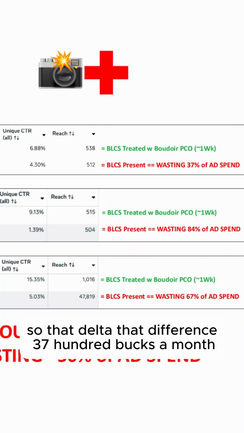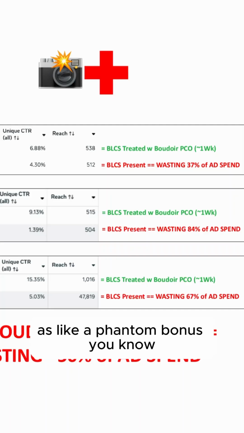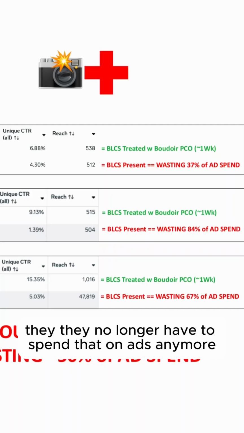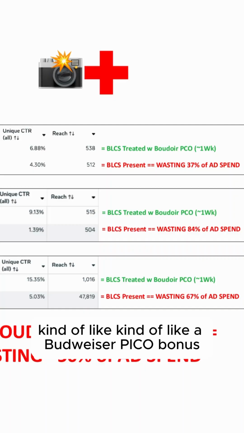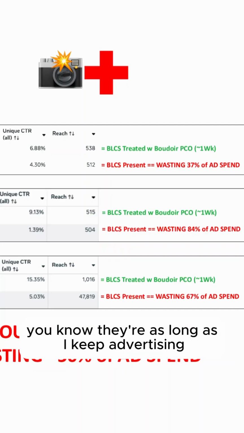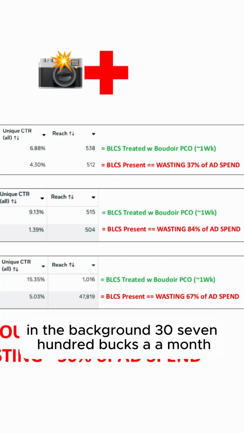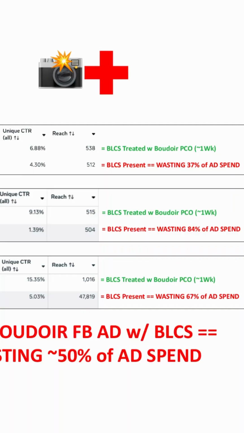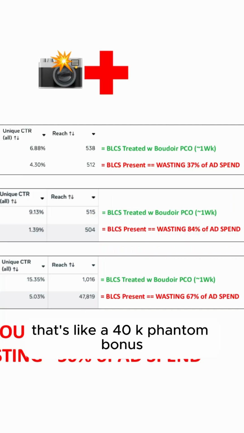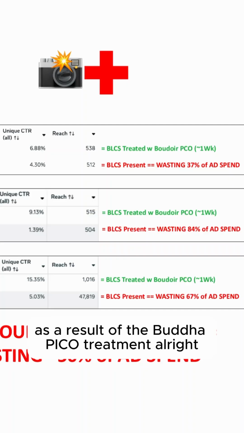So that delta, that difference, $3,700 a month, they can just pocket as a kind of phantom bonus, a Boudoir Pico bonus. They no longer have to spend that on ads anymore. As long as they keep advertising, they're getting this phantom bonus in the background, $3,700 every single month. At the end of the year, that's like a 40K phantom bonus that stayed in their pocket, that they didn't have to spend as a result of the Boudoir Pico treatment.